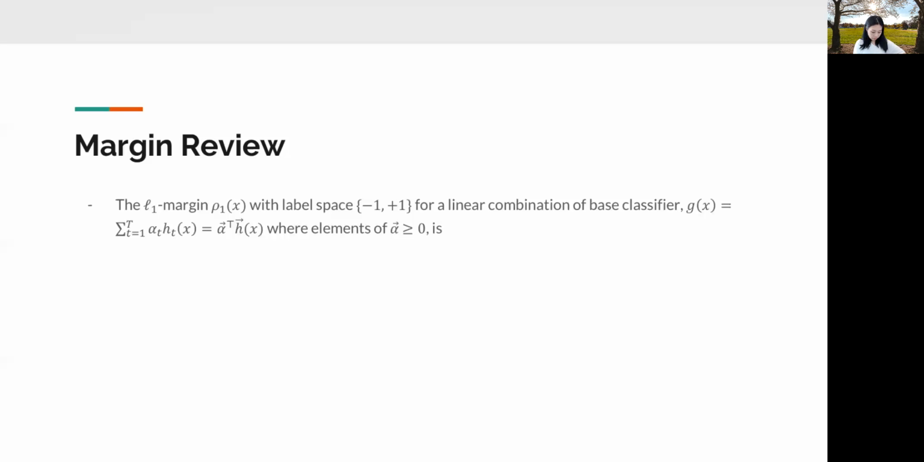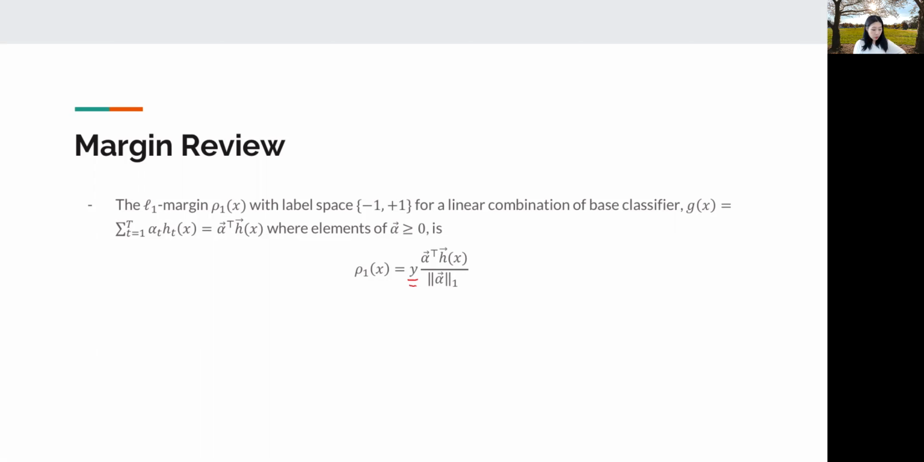That's the definition. So then the rho_1 of x is just defined as y multiplied with this inner product. What is y? y is the corresponding ground truth label associated with x. This inner product is essentially the strong classifier, the linear combination of the base classifiers. But very importantly, you have a normalization term. You're normalizing by the L1 norm of alpha, so essentially the summation of all the coefficients. So this is very important.